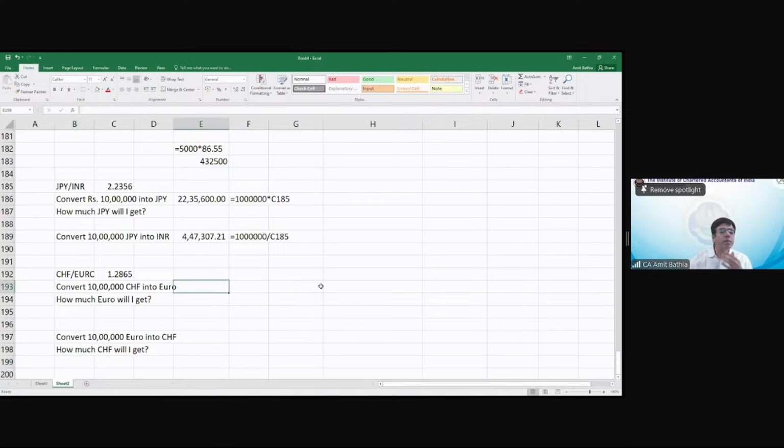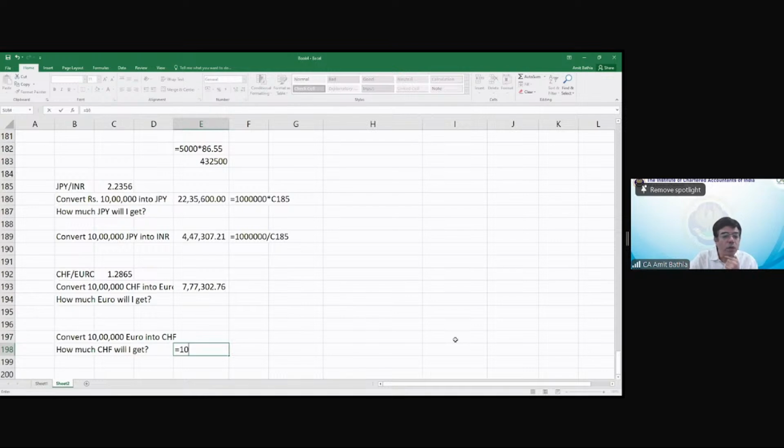Yes. So here I have to convert CHF into euro. So am I going down the ladder or up the ladder? Down the ladder, sir. So should I multiply or divide? Divide. Does it make sense for all of you?